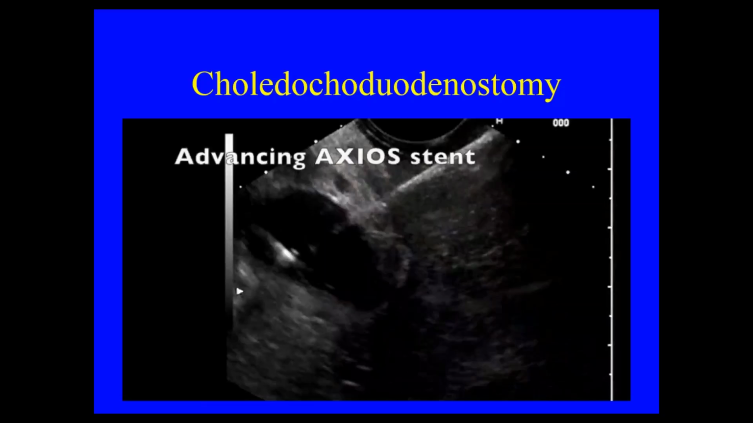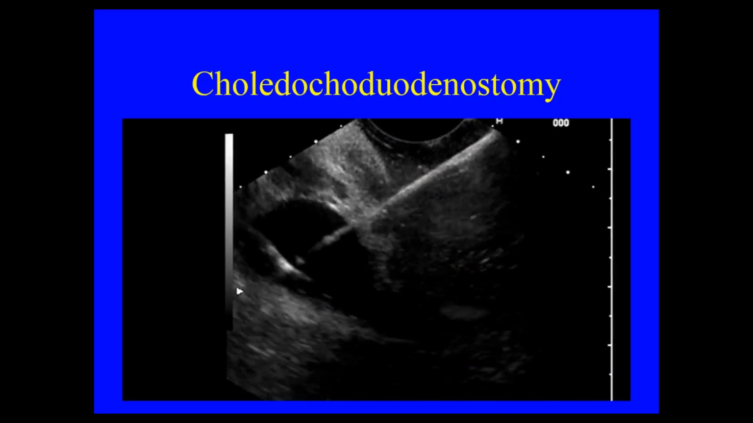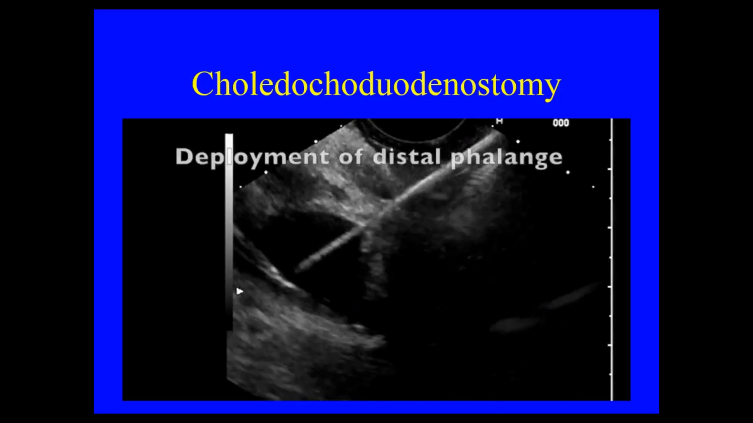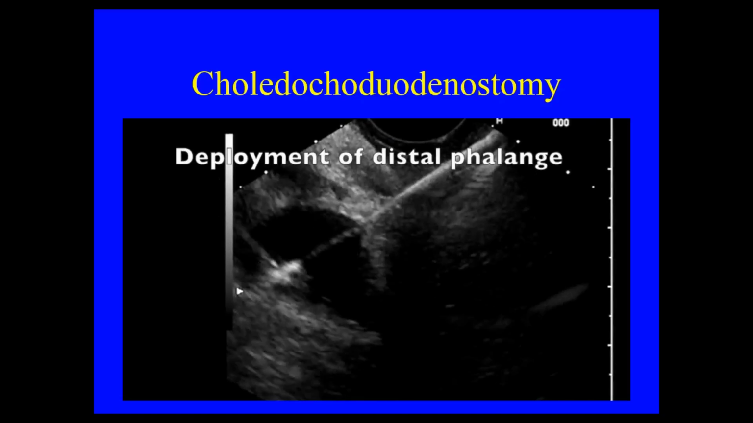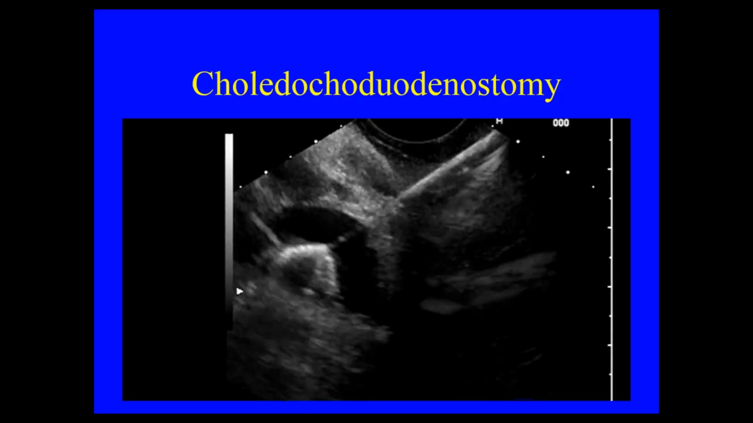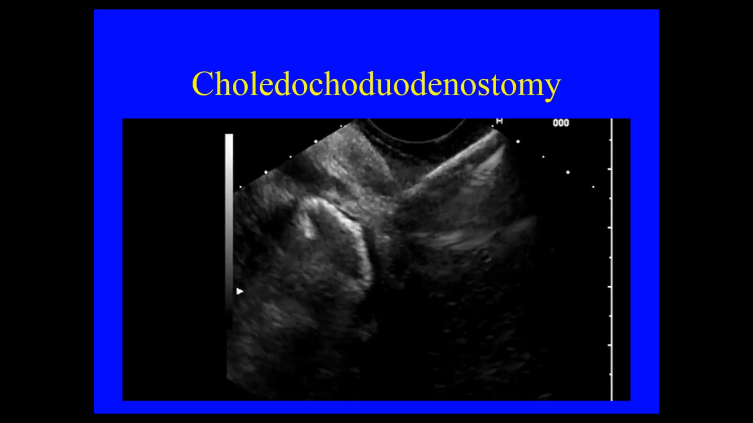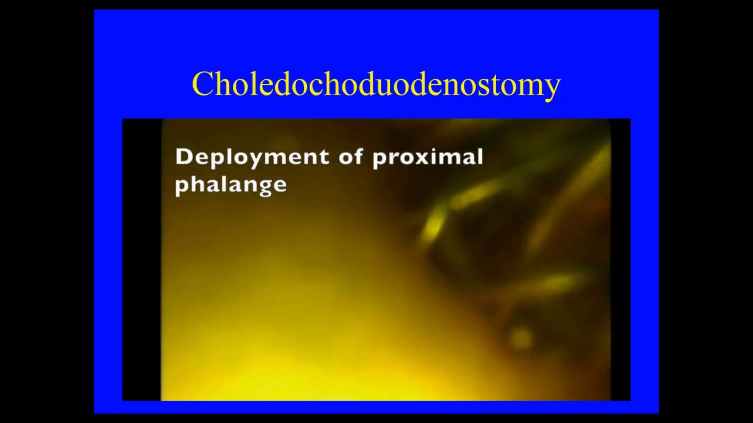Here you can see the flange. I'll show you a similar video a few times already during this lecture. You see this flange that's opened up into the main bile duct. See that? It opens up as a V, and then you pull this stent back to create a good apposition against the luminal wall. Then the proximal flange is deployed, creating this large opening connecting the main bile duct to the duodenal bulb.